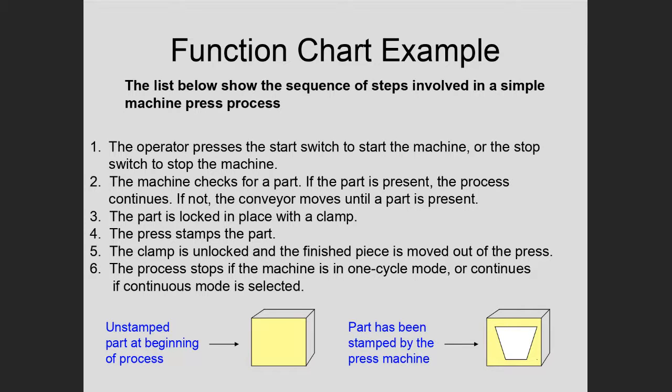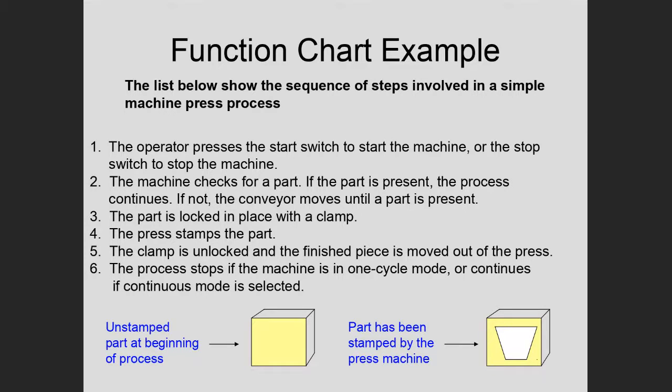So the operator has to first press the start switch to start the machine, or they can press the stop switch to stop the machine. That's one process. That's one event. The machine will check for a part. If the part is present, the process will continue. If the part is not present, the conveyor is going to move until a part is present. That's another process. The next part, the part is locked into place. That's a process in and of itself.